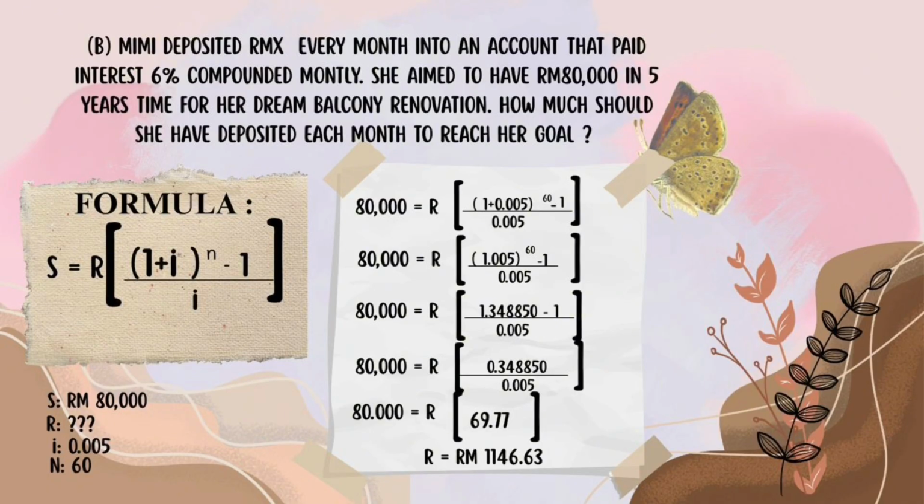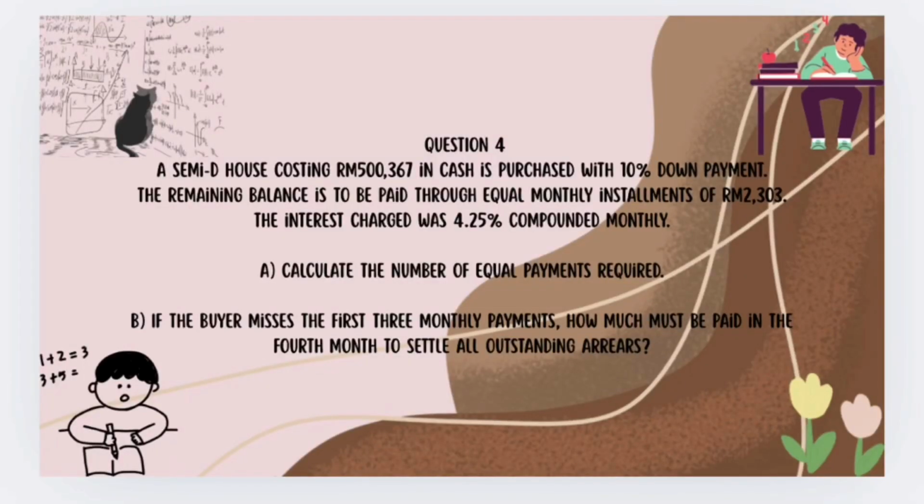Then 80,000 ringgit equals R. In bracket, we put 0.348850 divided by 0.005. Then 80,000 ringgit equals R. In bracket, 69.77. Then the final answer is R equals 1146.63.